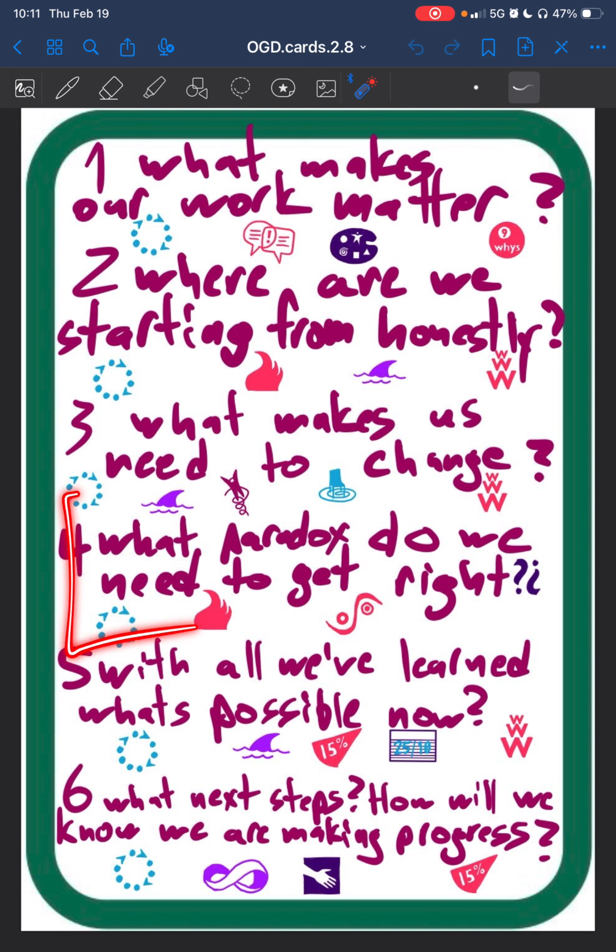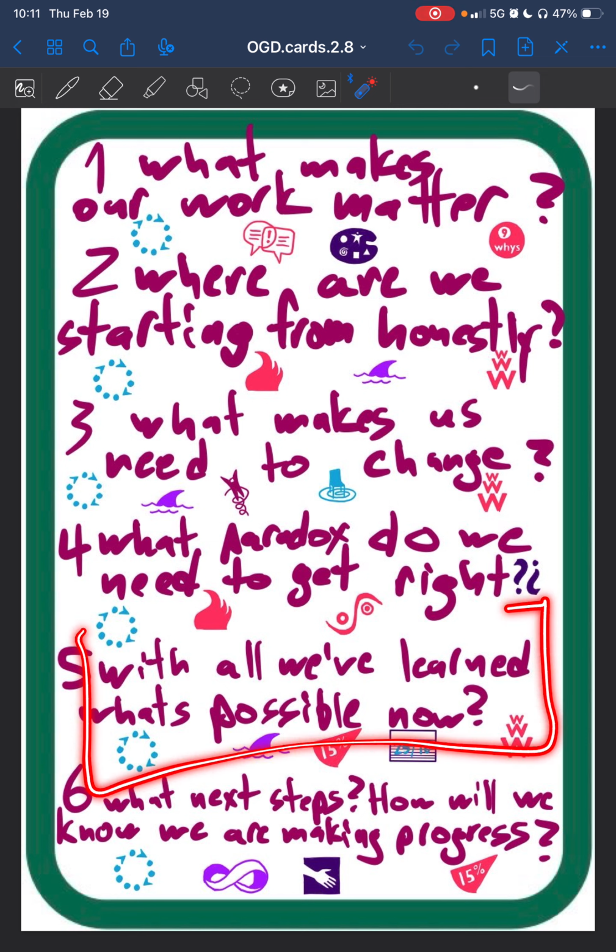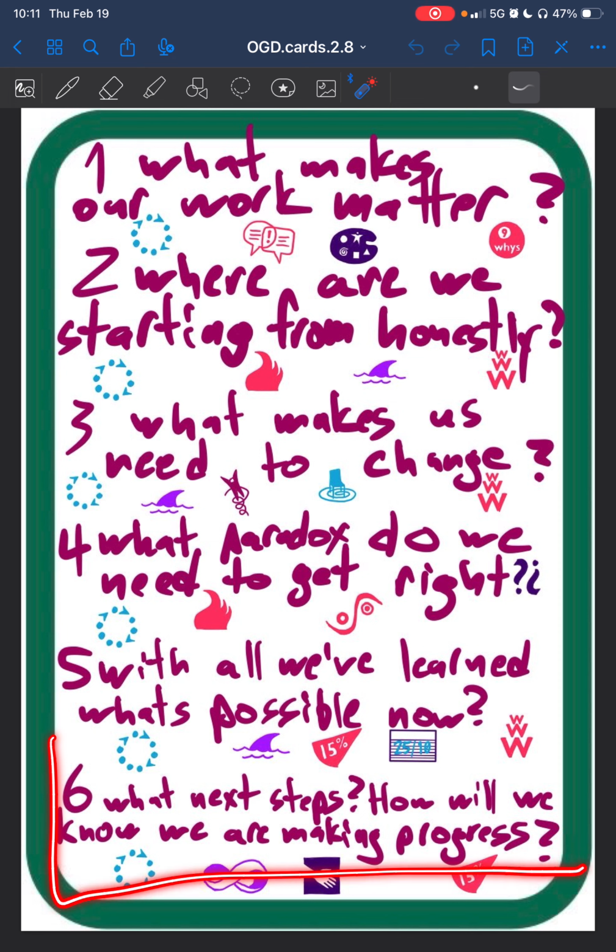And question 4 is around challenge, and what paradoxes do we need to get right in order for us to make progress in our context? Question number 5 is one around the possible paths forward, and that is, with all we've learned, what's possible now? And question number 6 is around taking action and sensing into possibility, and that is, what are the next steps? And how will we know that we are making progress?